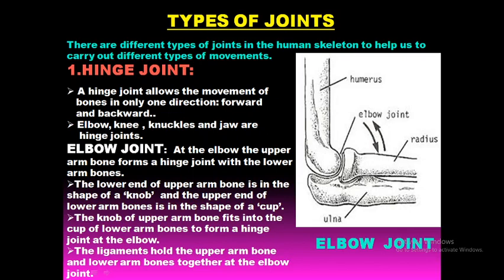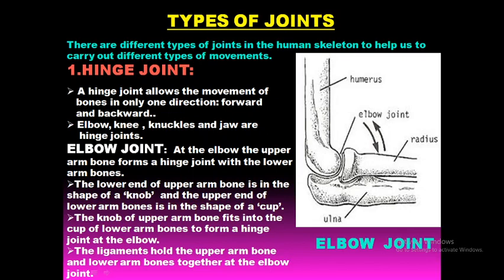Consider the elbow, which is in between the upper arm bone and the lower arm bone. The upper arm bone connects with the lower arm bone with the help of the elbow joint. The lower end of the upper arm bone is in the shape of a knob, and the upper end of the lower arm bone is in the shape of a cup.